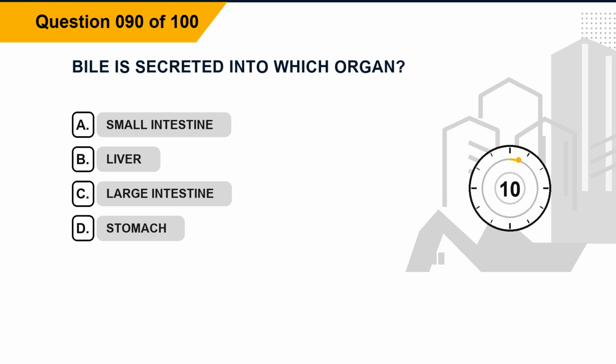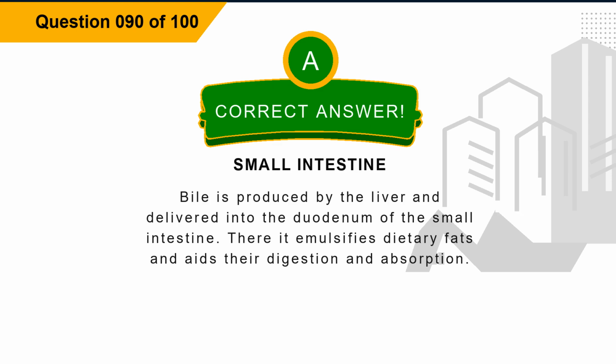Question 90. Bile is secreted into which organ? Option A, small intestine. Option B, liver. Option C, large intestine. Option D, stomach. The correct answer is option A, small intestine. Explanation: bile is produced by the liver and delivered into the duodenum of the small intestine. There it emulsifies dietary fats and aids their digestion and absorption.